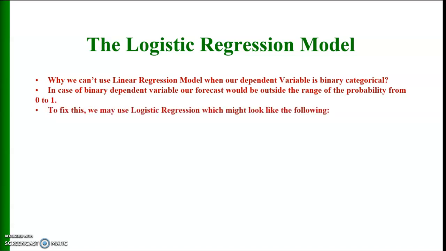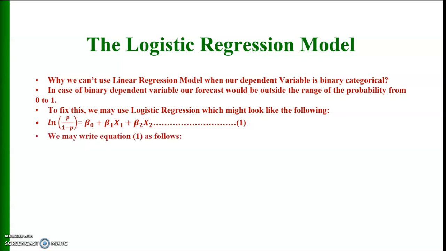So can we fix that? Yes. In order to fix that, to restrict the probabilities between 0 and 1, we may use logistic regression, which is given by the following function. On the right hand side, there is natural log of p over 1 minus p, which is also known as logit or log odds, and the rest of the equation on the right hand side looks like a linear combination. We may write this equation as follows.